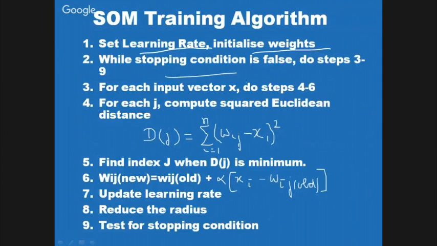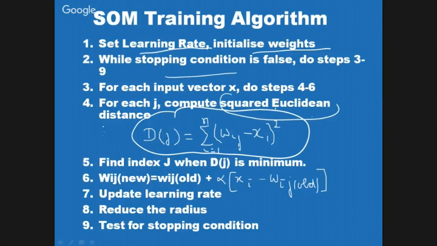If the stopping condition is true, then you just come out of the loop. If the stopping condition is false, that means you have to do the training again and again so that you can come closer to this. Each and every time you have to find the Euclidean distance, the same as we have done here, that is the summation of Wij minus Xi whole square. It is the squared Euclidean distance, that's why the root portion is not there. That is known as compute squared Euclidean distance.